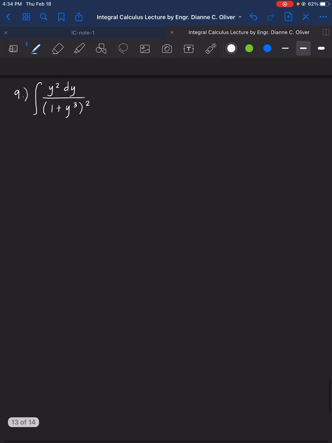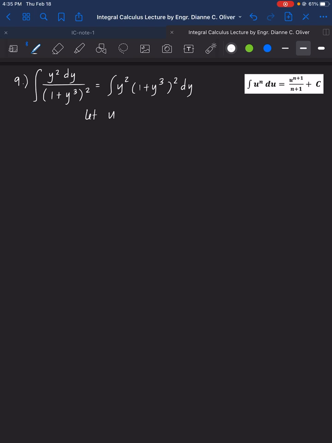Next, for number 9, integral of y squared dy over (1 plus y raised to 3), and this is all raised to 2. This is kind of tricky, but first let's look at the form here. We can rewrite this as y squared times (1 plus y raised to 3) to the negative 2, dy. If you look at it closely, it's complicated, but using the pattern, it might not be that complicated at all. So let u, again, we will always try to make it similar to this pattern in order for us to use the pattern for the answer.